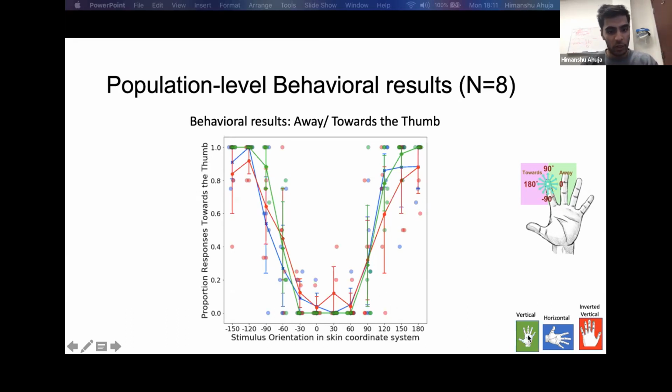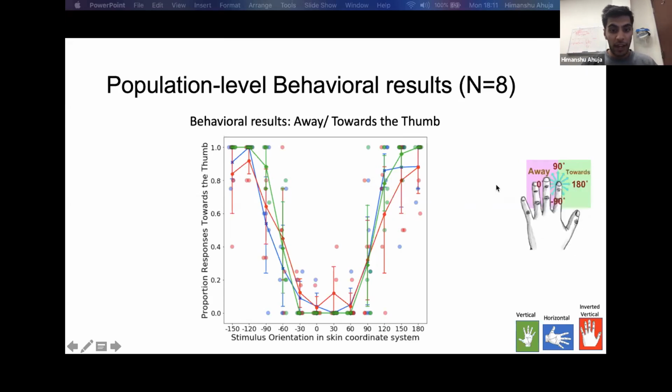And this is the vertical case. So I'm just looking at the green plot here. And as soon as I move towards 180 degree, I totally move towards the thumb. So at 180 degree, also at minus 150 almost, I see stimulus responses going towards the thumb.